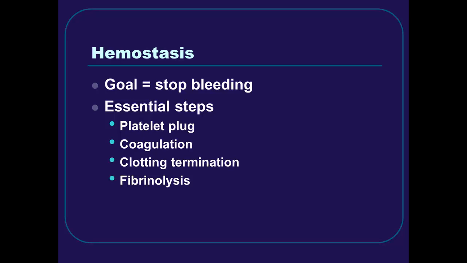So let's start off by just a few introductory remarks, and that is about hemostasis. Well, the whole idea behind physiologic hemostasis is to stop bleeding, and we know that we need to be able to do that if we're going to survive. However, too much clotting as well as insufficient clotting is problematic and a potential threat to our homeostasis.